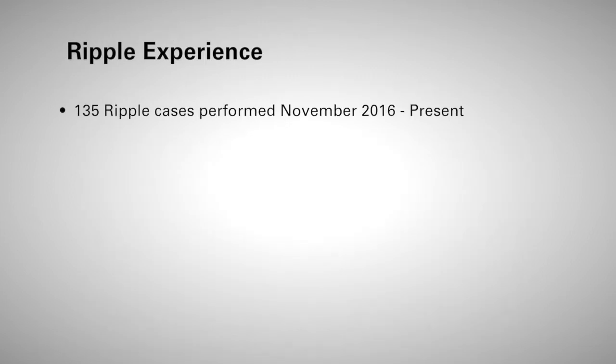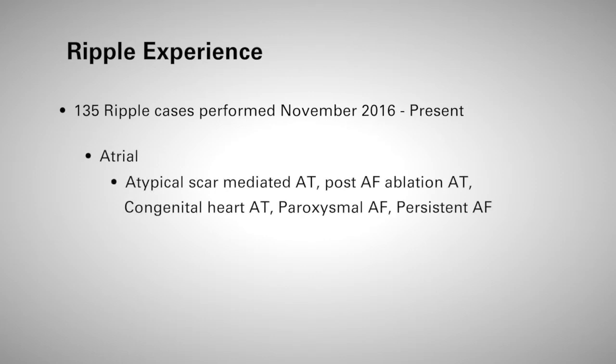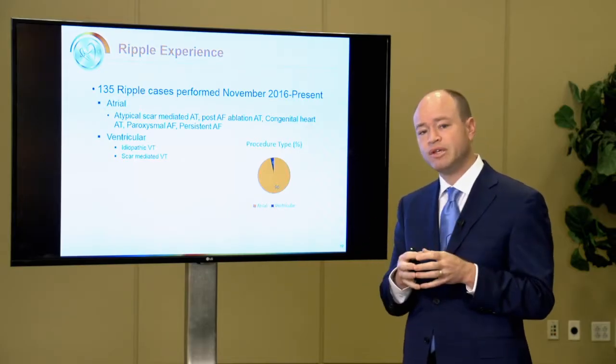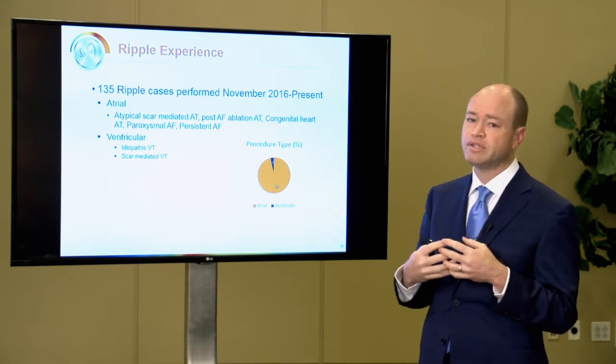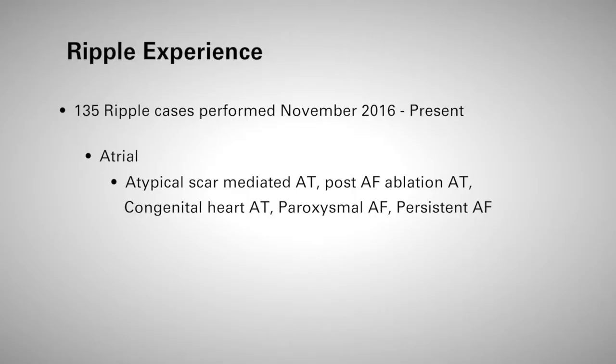So my experience so far with Ripple: I've done 135 cases from when it was first released in November of 2016 to present. This has involved mostly atrial tachycardias, 96% of them, but of all sorts. Atypical scar-mediated atrial tachycardias, post-AFib ablation atrial tachycardias, scarred atrium, congenital heart disease, mapping both paroxysmal AFib and persistent AFib. All of that has proven remarkably effective.